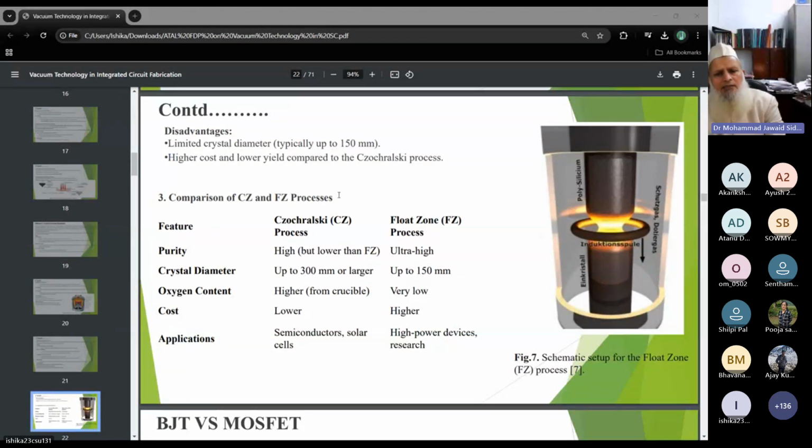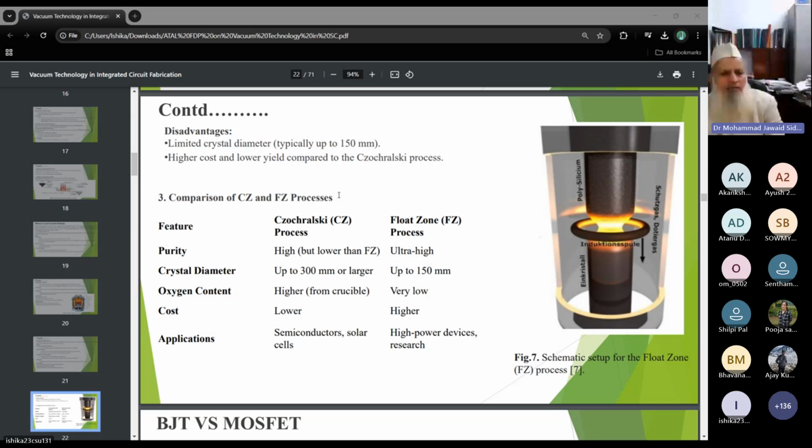This is the figure which is used for the FZ crystal pulling, and that is the temperature. Purity in the float zone process is very high, but size is limited. We cannot go beyond 150 millimeter. But in the CZ process, we can go up to 300 millimeter or even up to 12 inch. Oxygen content in CZ is high, in FZ it is low. Cost in CZ is low, in FZ cost is high.